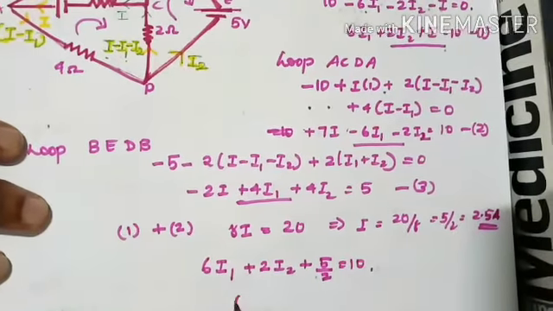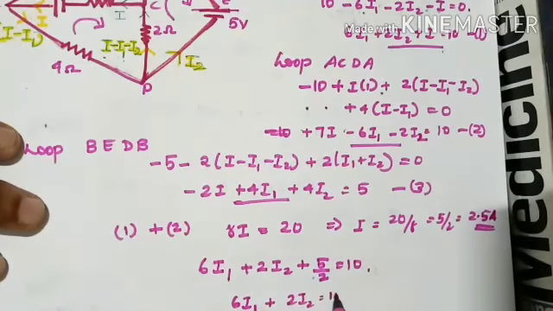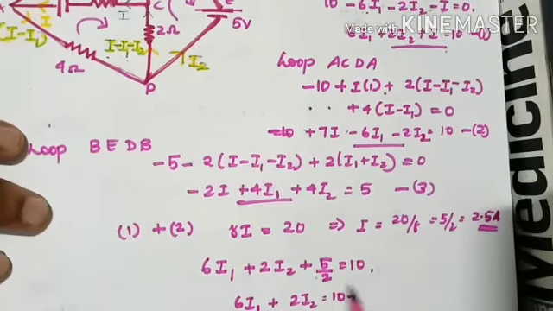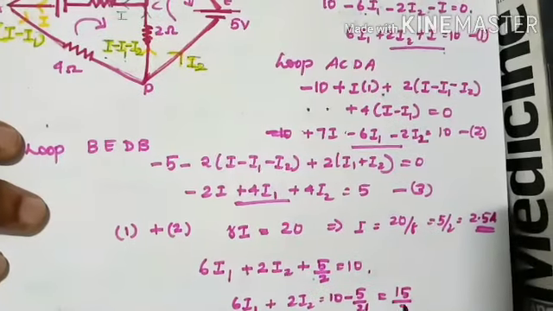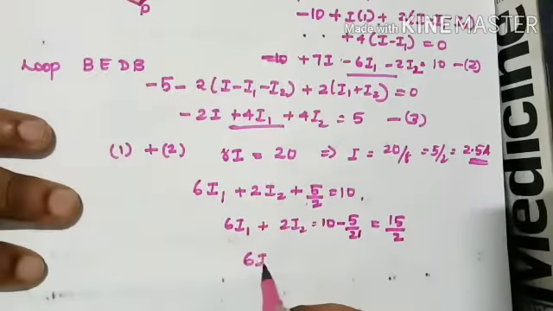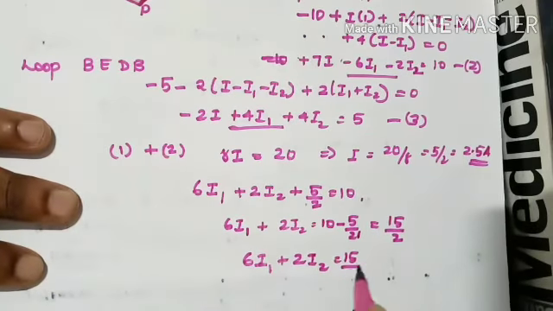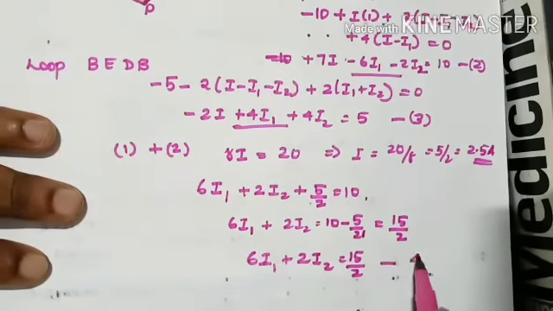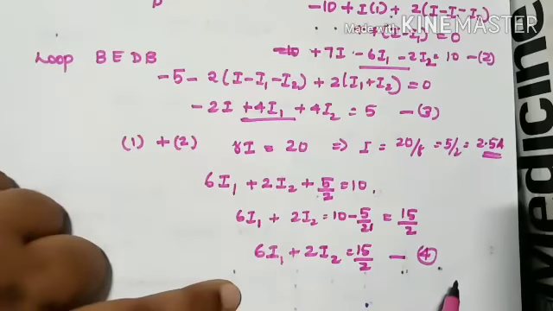So I will get 6i1 plus 2i2 is equal to 10 minus 5 by 2, or it is 20 minus 5, that is 15 by 2, right? So I'm going to rewrite it here down. It is 6i1 plus 2i2 is equal to 15 by 2. Let's make this equation 4, right? Clear? I hope this much is clear.